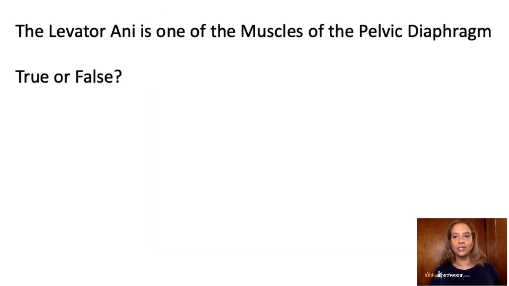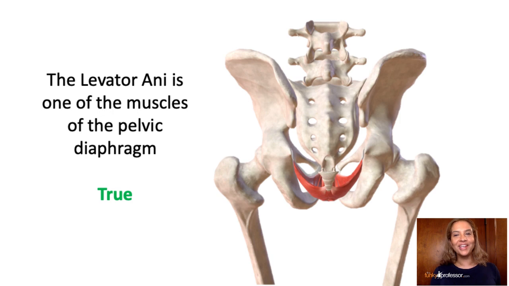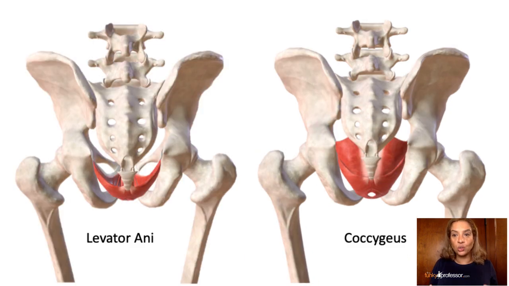And the final question: the levator ani is one of the muscles of the pelvic diaphragm. Is that true or false? The levator ani is one of the muscles of the pelvic diaphragm. True or false? Well, the answer is true, and here it is. You can see it's sort of like a bowl-shaped arrangement of muscles hanging down in the pelvic bone there. And there are actually two muscles that form the pelvic diaphragm: the levator ani and the coccygeus.